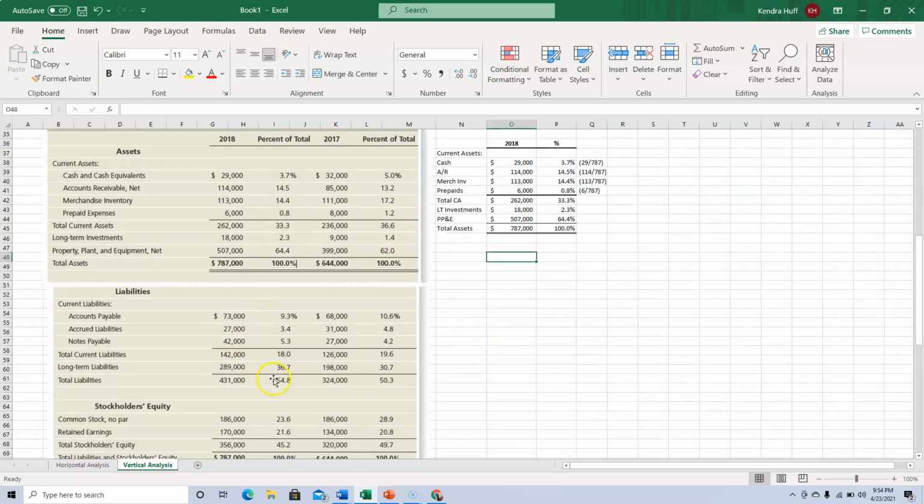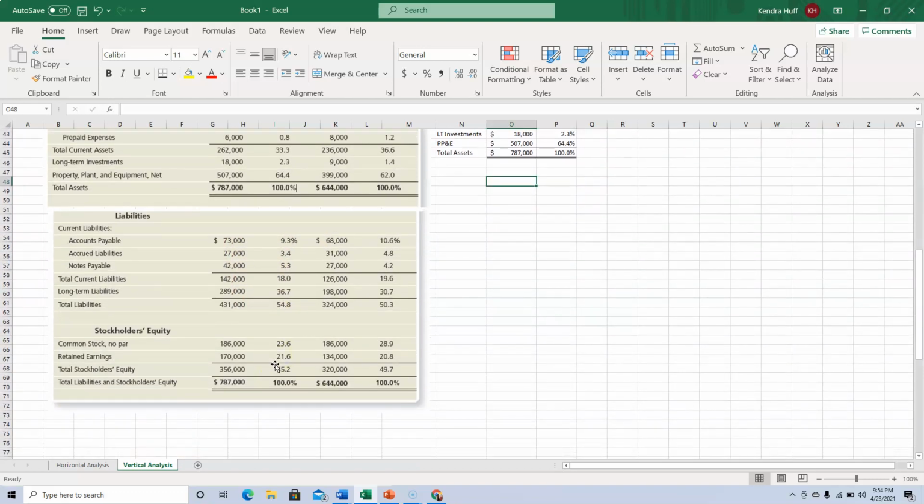All right, and then they did the same thing down here for the payables. Okay, these three add up to the 18%, and the 18 and 37 add up to the 54. All right, so don't double count things. But everything is divided by the 787. And then the 23 and the 21 add up to the 45, and then the 54 and the 45 add up to the 100. Okay?